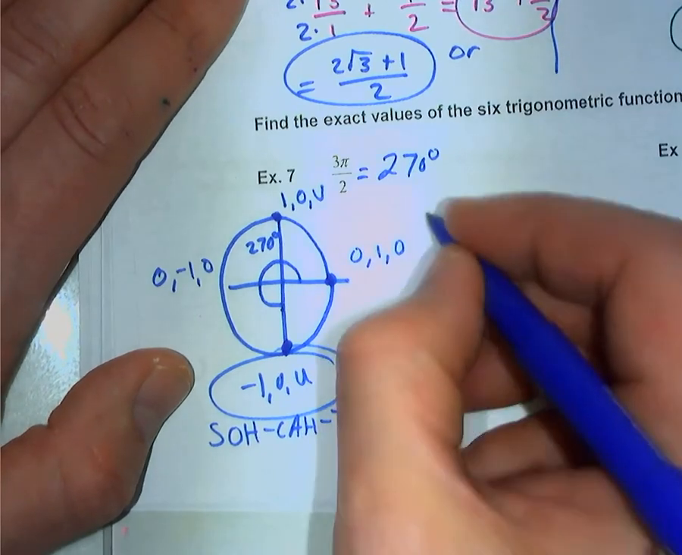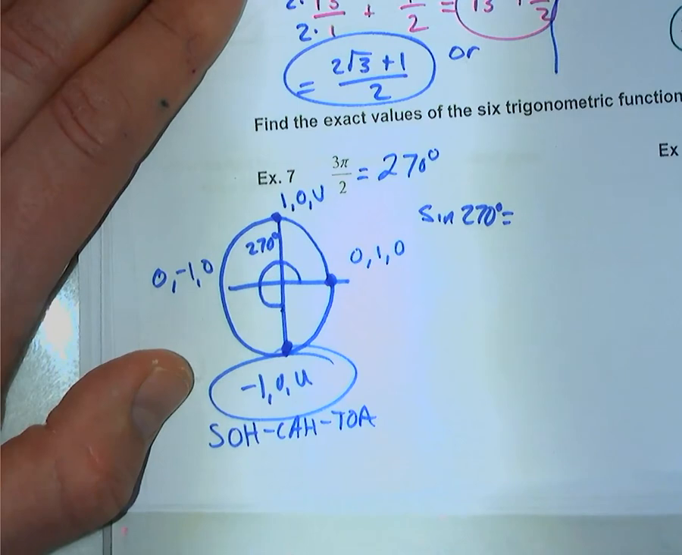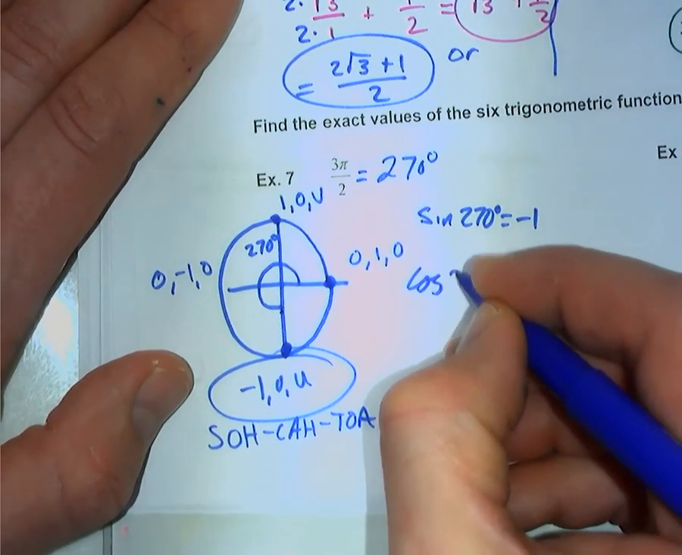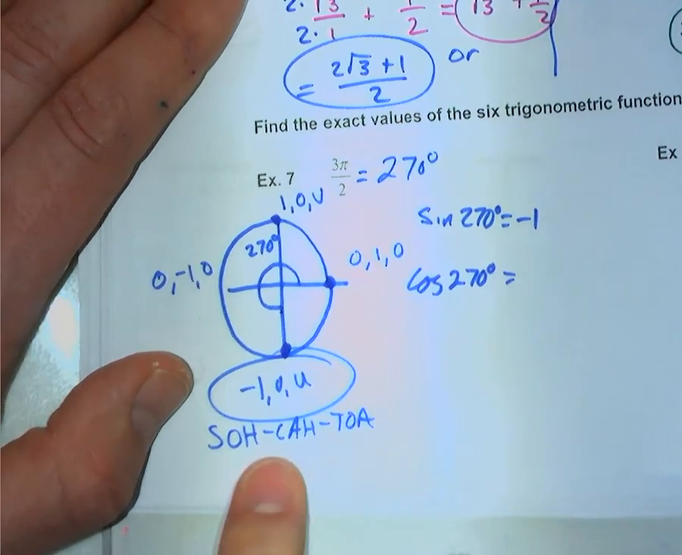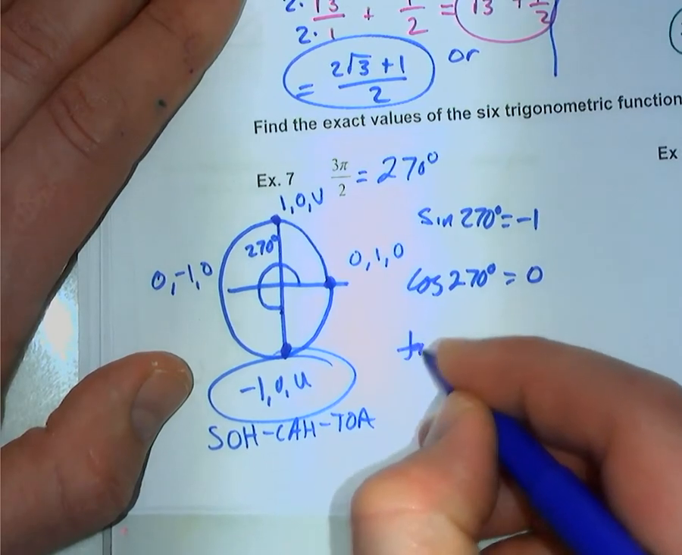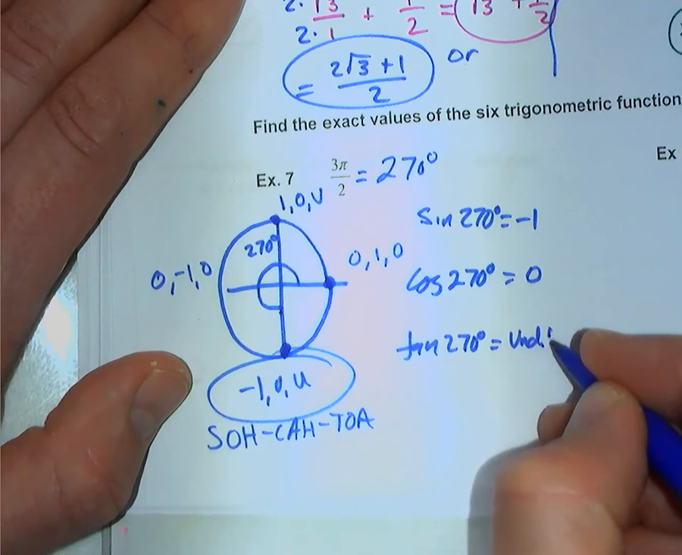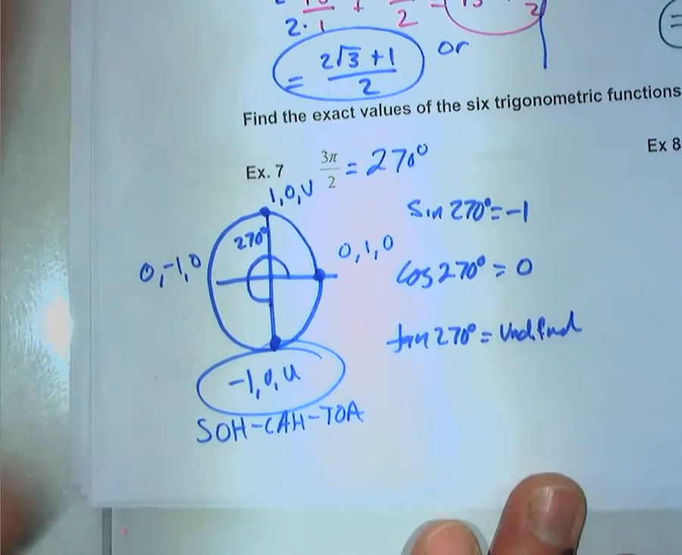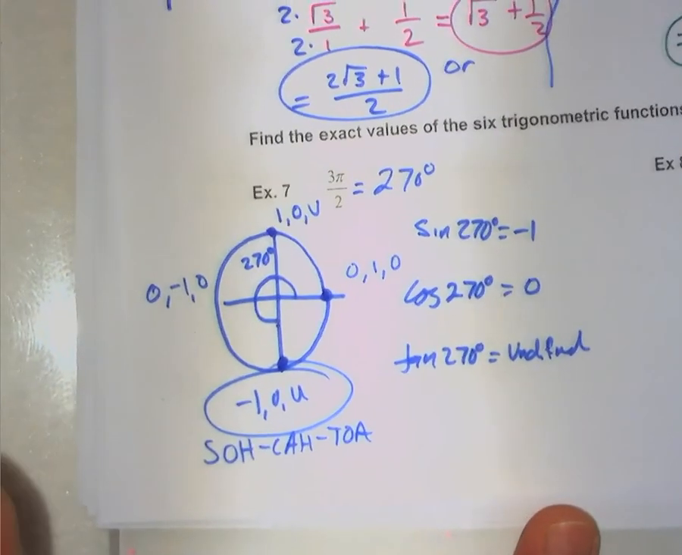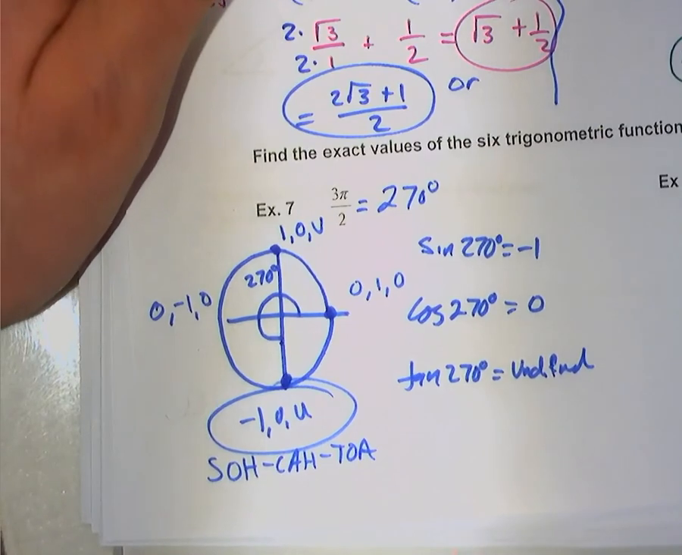So then we should know the sine of 270. What's the sine of 270? Negative 1. We should know the cosine of 270. Cosine of 270 is 0. And tangent of 270, what does the U mean? Undefined. UND for short is fine. Okay. Eventually we'll talk about that graph. You'll see an asymptote up and down at 270 or 3 pi over 2.